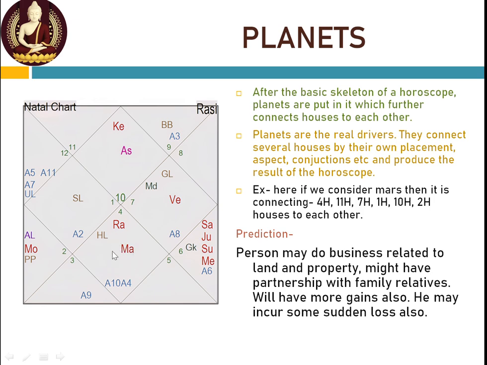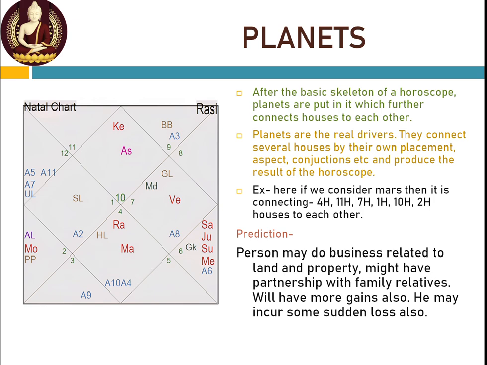Also, he may go into business partnership with family members. Why? The Cancer sign or fourth house also denotes relatives, family relatives, and he will have more gains through this. Why? Because Mars is the 11th lord of gain, sitting in the 7th house of business partnership.